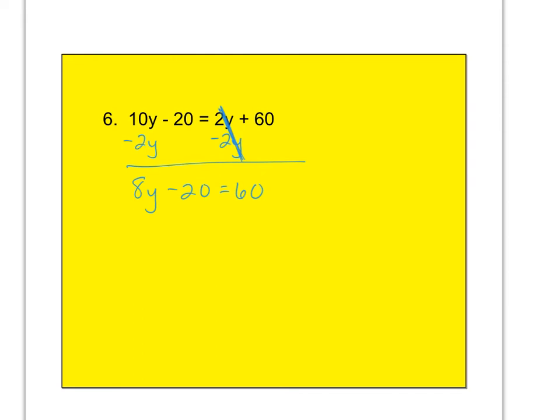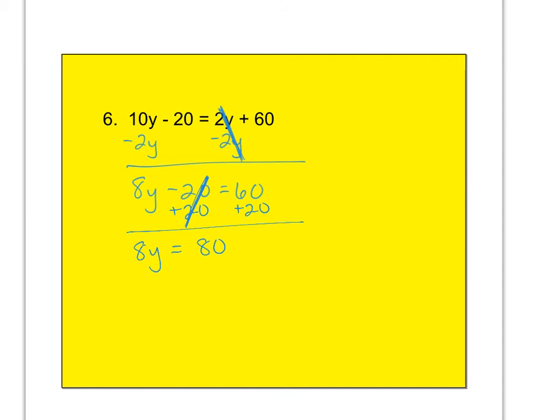Next, we're going to move the constant that's closest to the y. So in this case, that's a minus 20. The opposite of minus 20 would be plus 20. Add that to both sides. Then minus 20 and the plus 20 will cancel out. We're going to have 8y, and then 60 plus 20 is 80.